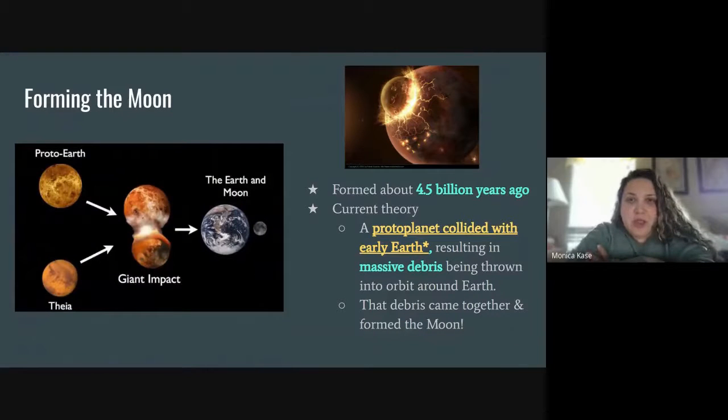All right, so the forming of the moon was about 4.5 billion years ago. And this occurred when a protoplanet collided with early Earth, and that resulted in some debris being thrown around, and this caused our moon to now orbit our Earth.